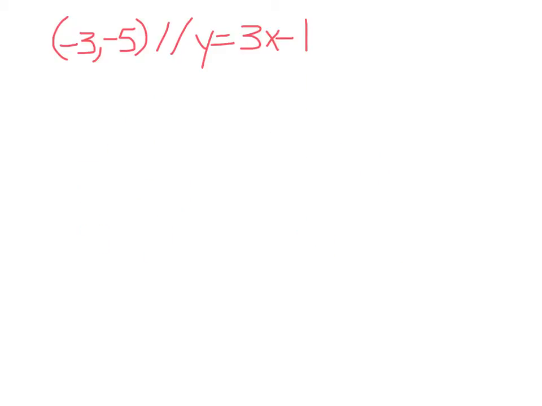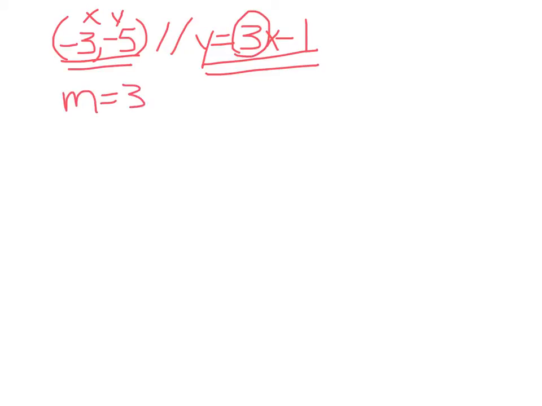Let's look at this example. If you have a line that passes through the point (-3, -5), and it's parallel to y = 3x - 1, we have a point right here, an x value and a y value. We also know the slope, because the slope has to be the same as this line right here. So we know that the slope is 3. Why do we know that? Because it tells us that it has to be parallel to this line, and if it's parallel, it has to have the exact same slope. So now we have a point and we have the slope.